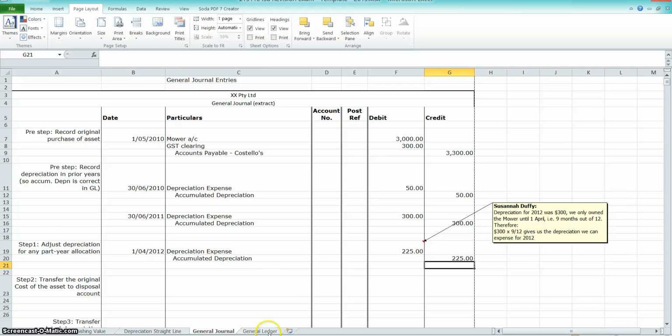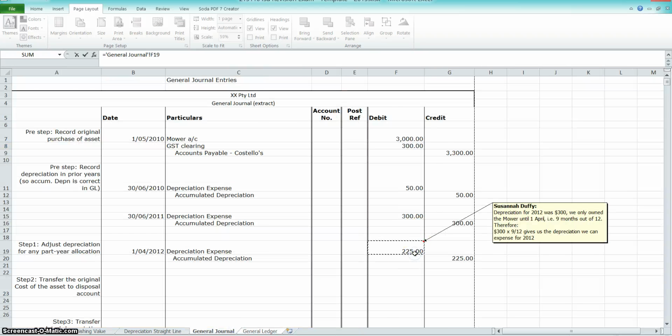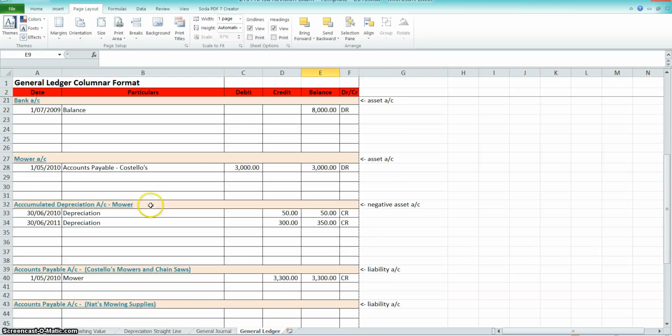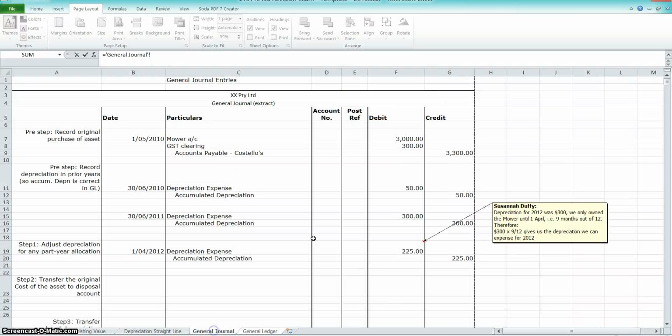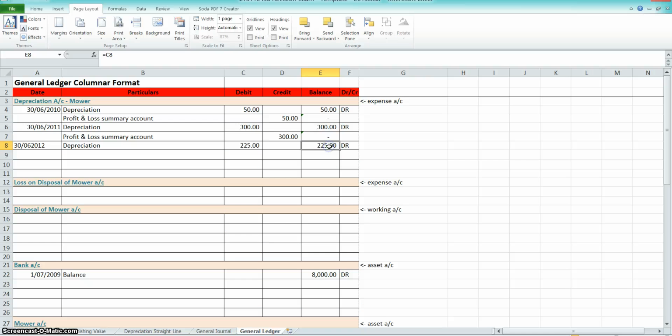Okay. So now if we record that into our general ledger, in depreciation expense, you'll have 30/06/2012, depreciation equal to 225. We'll bring our balance to 225. And then down in the accumulated depreciation, we'll have 06/2012, depreciation equal, bring in to our credit 225, and then we'll add that to our balance that's in there. Pretty easy. So we've got 575 accumulated depreciation and 225 for this year so far. We're not going to close it off like we did with these last ones because at the moment our financial year is still open.